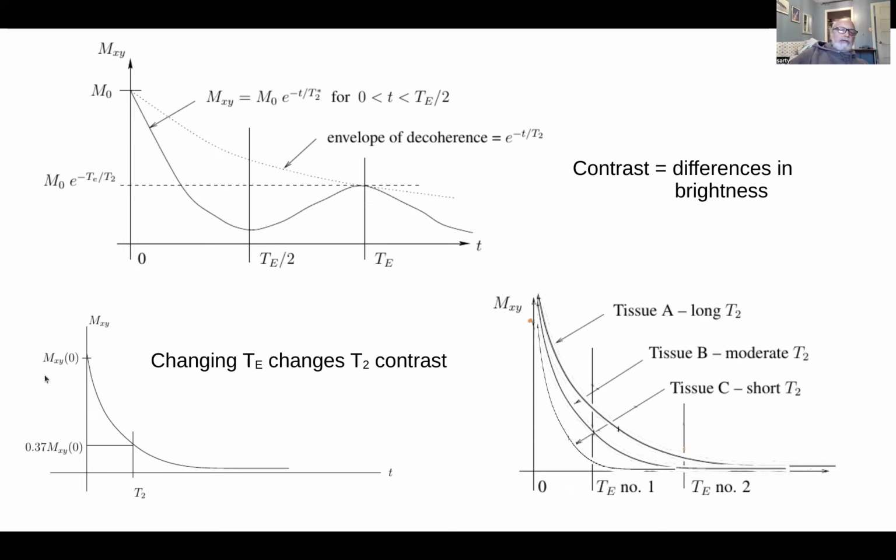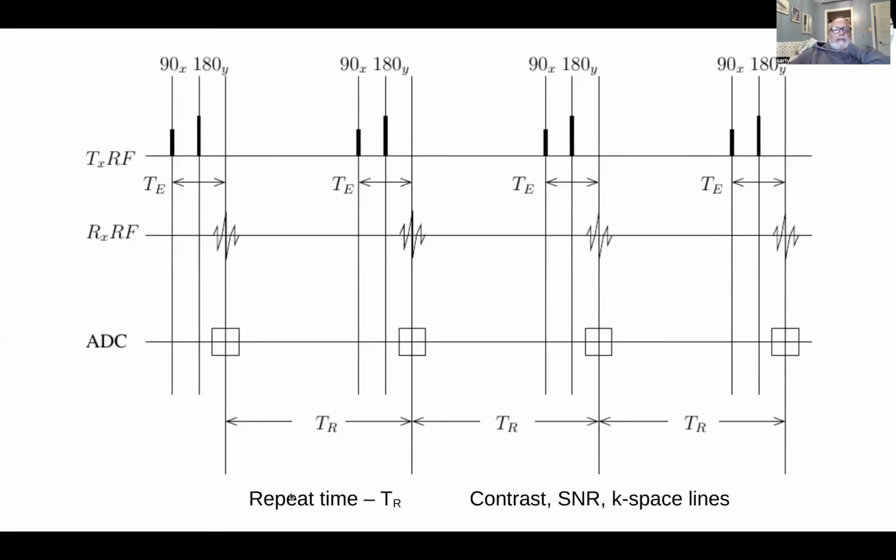And so all of this follows from the solution to the Bloch equation. If you go back and look at it, with the relaxation terms, the T2 relaxation term causes this transverse magnetization to decay exponentially. So that's how we can use TE in a spin echo sequence to get T2 contrast.